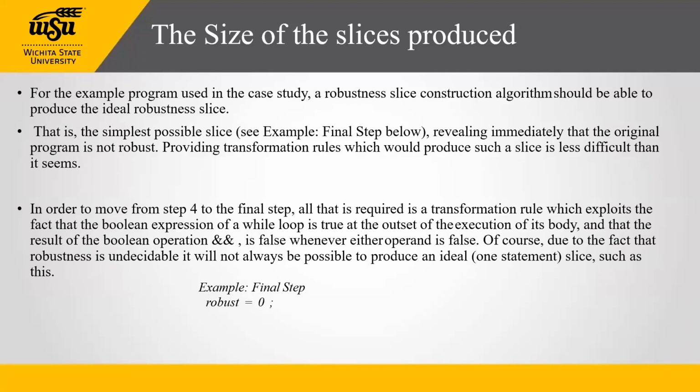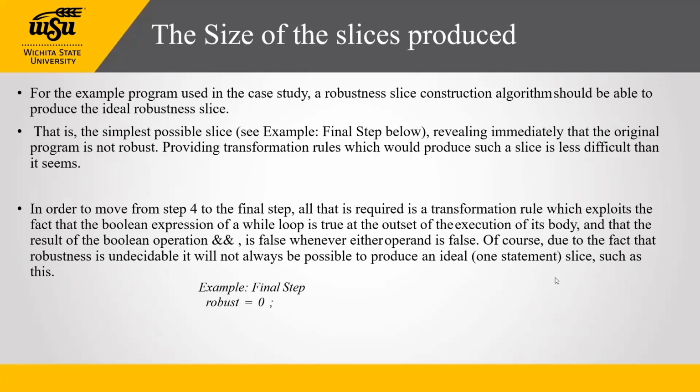Previously, my teammates Ajay and Siva explained how the slicing is done and how we assign values to the robust variable. And in this slide, I am explaining the size of the slices produced. For the example program used in the case study, a robustness slice construction algorithm should be able to produce the ideal robustness slice, that is the simplest possible slice, which is the final step below. That is, we will see the final step, revealing immediately that the original program is not robust.